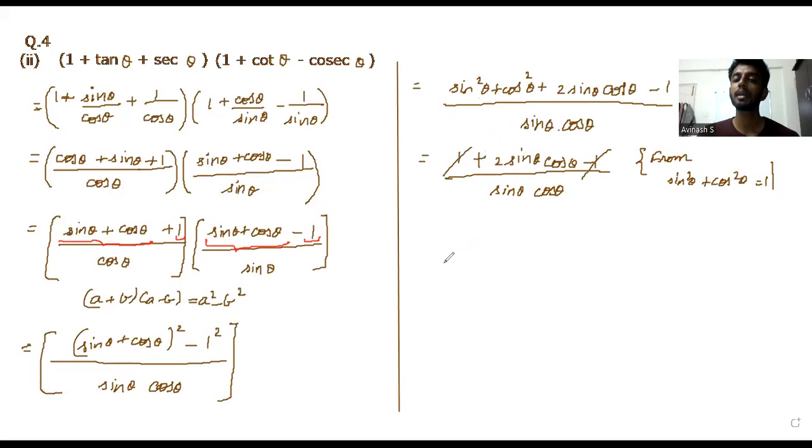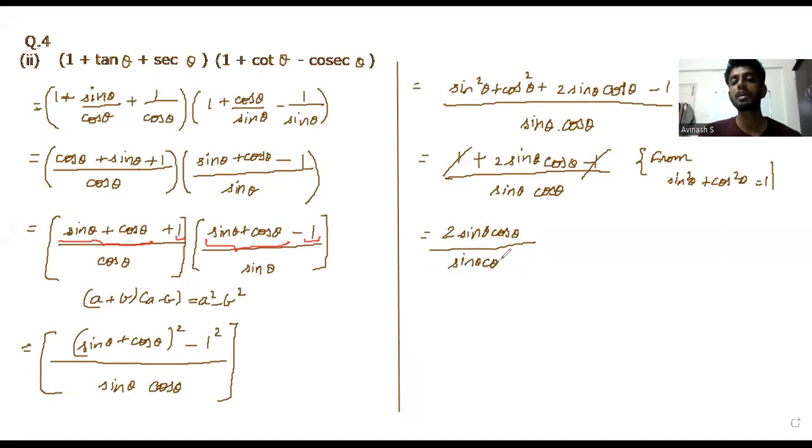Next step, 1 and minus 1 will get cancelled, and you are left with 2 sin theta cos theta divided by sin theta cos theta. Sorry, in the denominator you don't have a 2. Only in the numerator we have a 2.